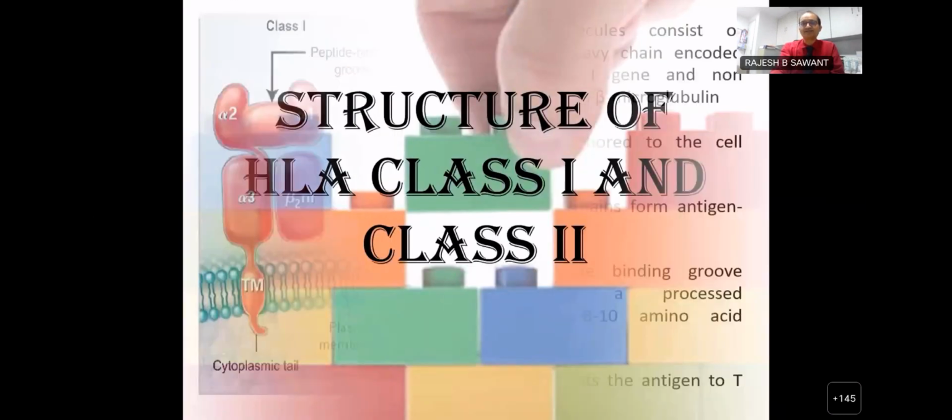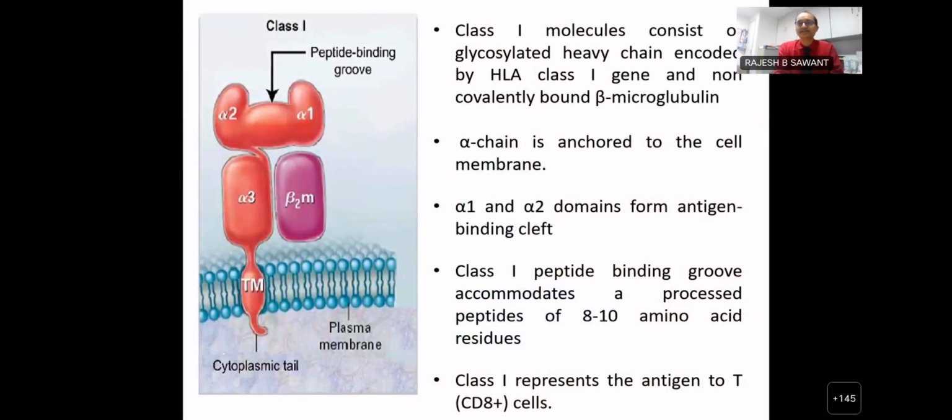Now let us go into the structural aspect of it. If you look at the class 1 molecules, there will be a glycosylated heavy chain that is coded by the HLA class 1 gene. There is an alpha chain that is anchored to the cell membrane. You can see the plasma membrane, the cell membrane over here, and you have the alpha chain. The alpha 1 and alpha 2 domains form the antigen binding cleft. This is the most important part, the peptide binding groove for class 1, and as we saw, this will be responsible for the binding of the antigens to the T cells.